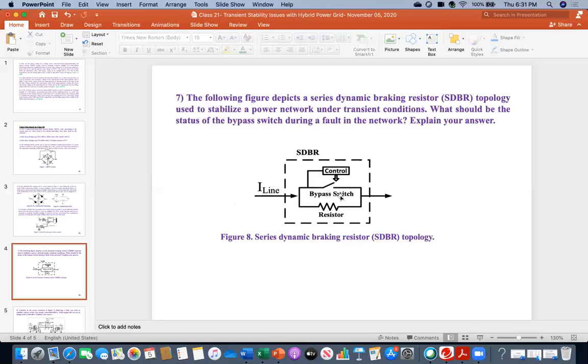That's why it is called the bypass switch. It is bypassing, not allowing current to go through, because in case of the ideal switch, resistance is 0 here. So full current will flow through this one. And once there is a fault in the network, because you need to reduce the magnitude of current and improve stability, the switch will be open. Therefore, the answer is the status of the switch should be open during fault.